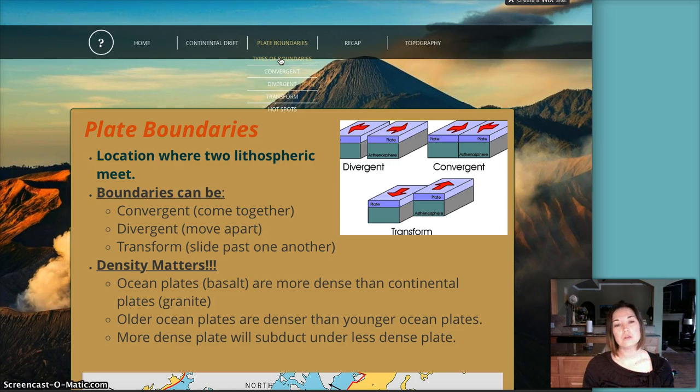Now, when we talk about plate boundaries, it's important to note that density matters. Density is going to be a very important concept that comes into play at some of these plate boundaries. So please understand that ocean plates are more dense than continental plates because they're made of a more dense material. Older ocean plates are denser than younger ocean plates. And whenever two plates come together and they are different in density, the more dense plate is going to be forced downward in a process called subduction, which we'll talk more about in just a little bit.